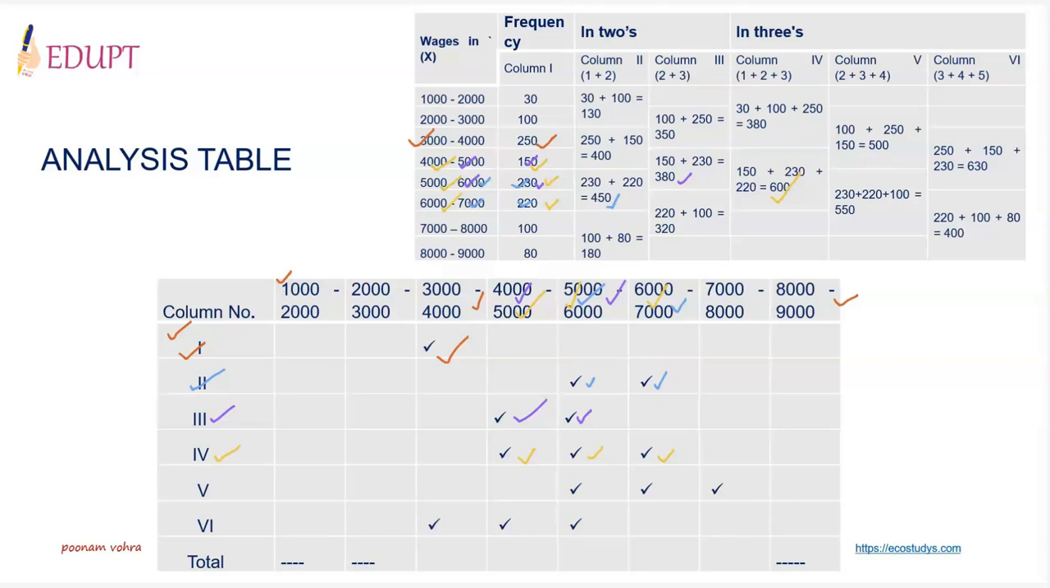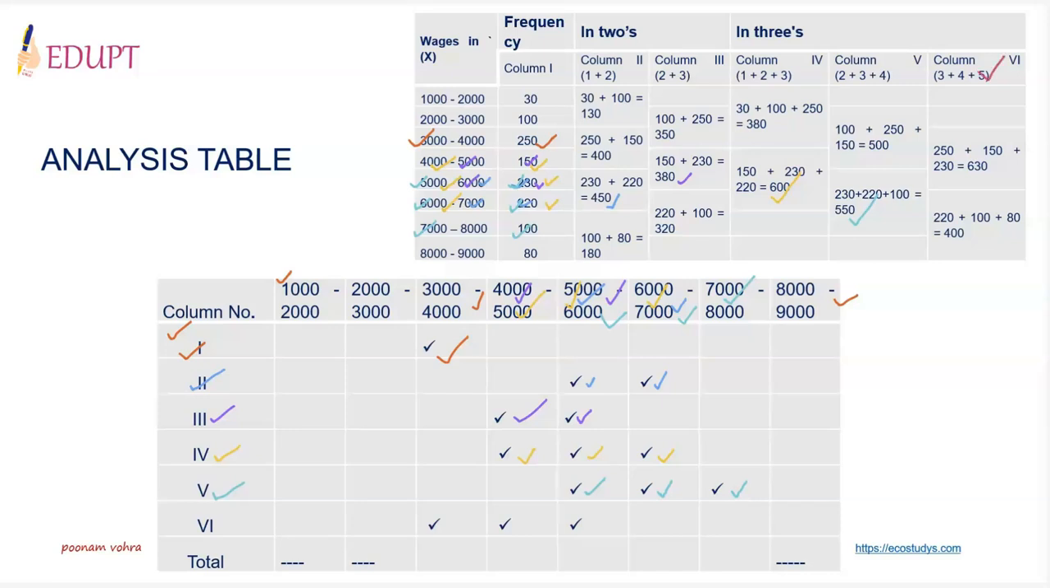Moving on to column 5, the highest frequency is 550, which is a combination of 230, 220 and 100. That means class intervals of 5000 to 6000, 6000 to 7000, 7000 to 8000. So for column 5, we shall put a tick mark against 5000 to 6000, a tick mark against 6000 to 7000 and a tick mark against 7000 to 8000.